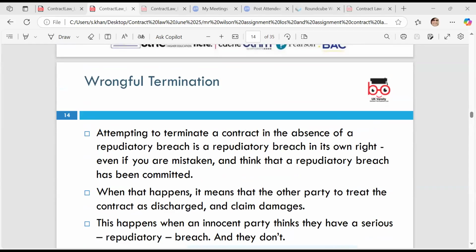The next one is wrongful termination, and this is where a contract is terminated when a party terminates the agreement without a valid legal basis, such as a breach of contract or a contractual right to terminate. This can lead to the terminating party being liable for damages to the other party, potentially including loss of profits or other losses resulting from termination.